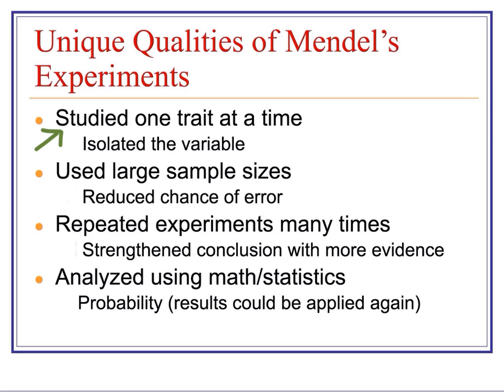He also repeated the experiments, and so he kept showing that these same things could be observed again and again and again. And finally, he applied mathematics, specifically probability, which we'll be talking about in class, to the results. And that can be used to make predictions, which is how oftentimes we think about genetics, looking at that probability.